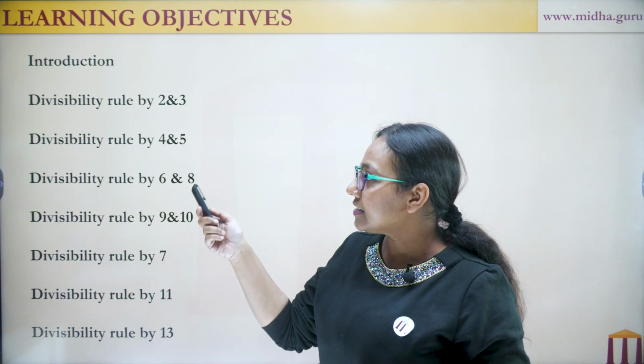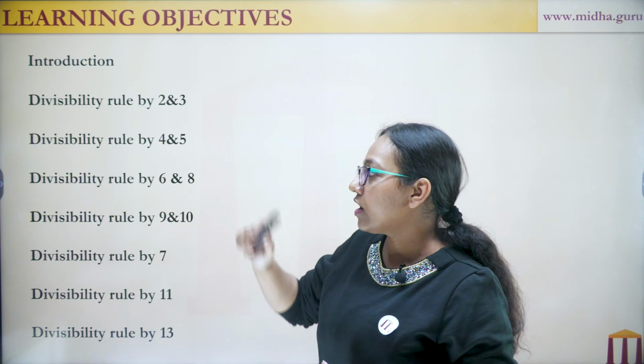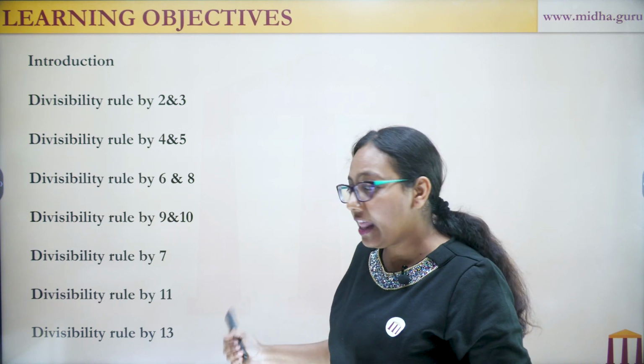We are going to understand the divisibility rule of 2 and 3, divisibility rule by 4 and 5, divisibility rule by 6 and 8, 9 and 10, 7, 11 and 13.